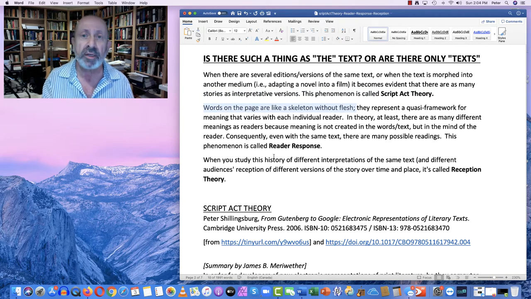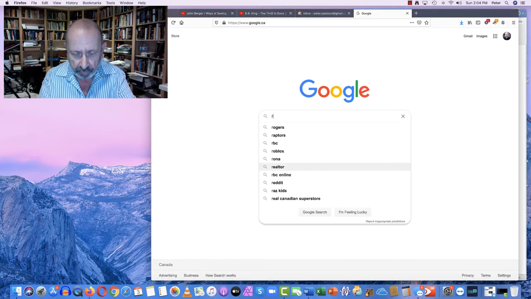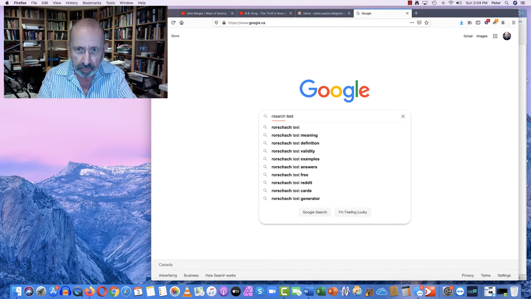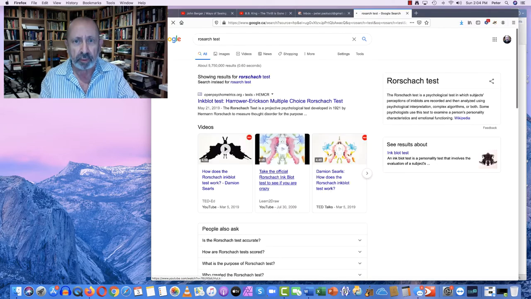The words on the page are like a skeleton without flesh. They are a mirror that reflect back to us what we want to see. The meaning of the text is not in the text. The text is simply like a Rorschach test. I think you know what a Rorschach test is. I don't know if I spelled that right, but it'll come up.